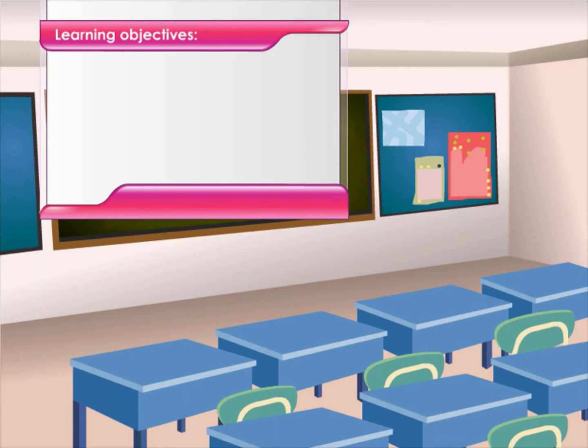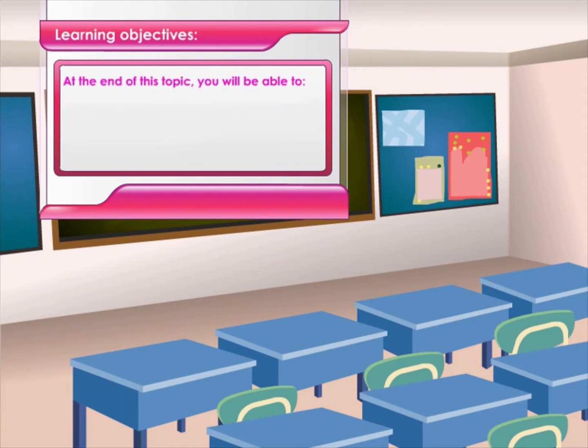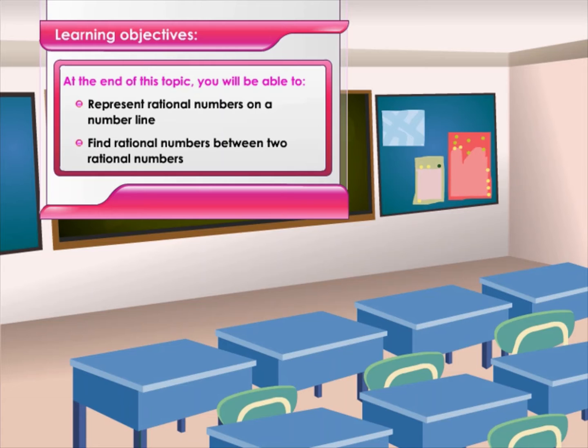Learning objectives. At the end of this topic, you will be able to represent rational numbers on a number line. Find rational numbers between two rational numbers.